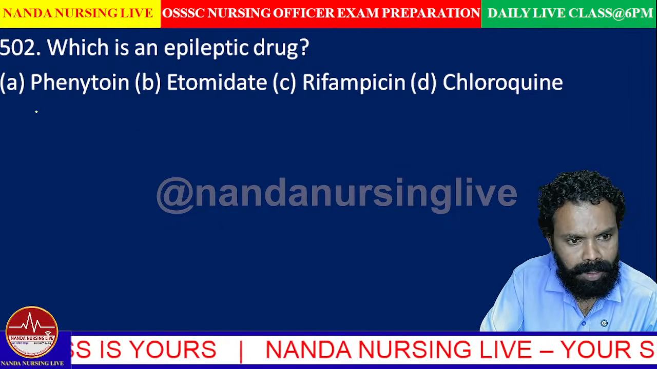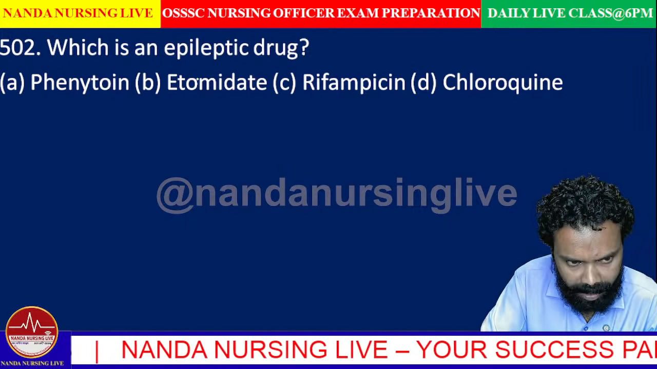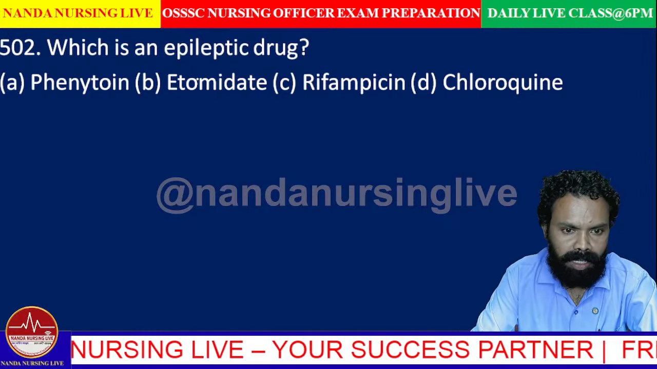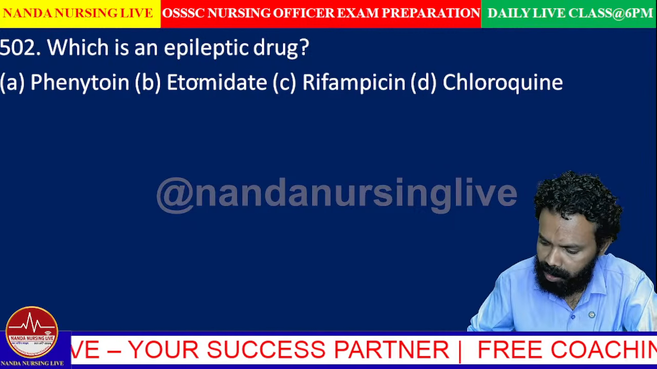Next question. Question number 502: which is an antiepileptic drug? Option A is phenytoin, option B is etomidate, option C is rifampicin, option D is chloroquine. So which option is the correct answer?